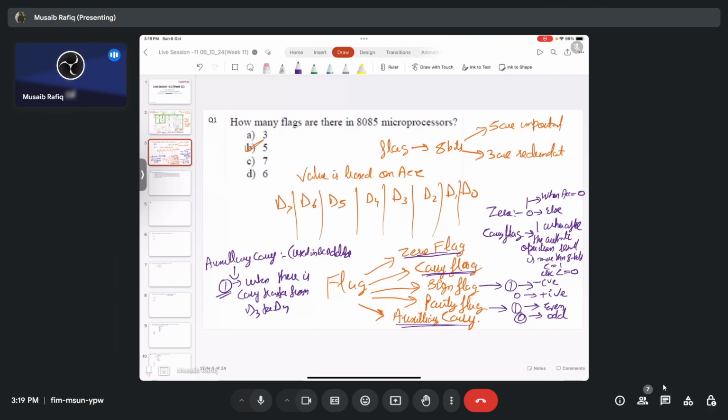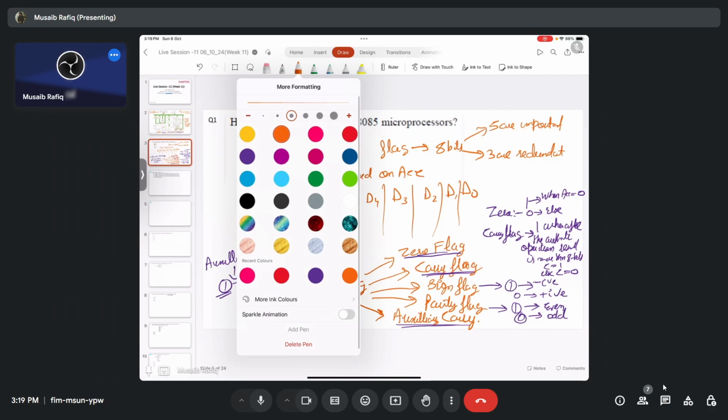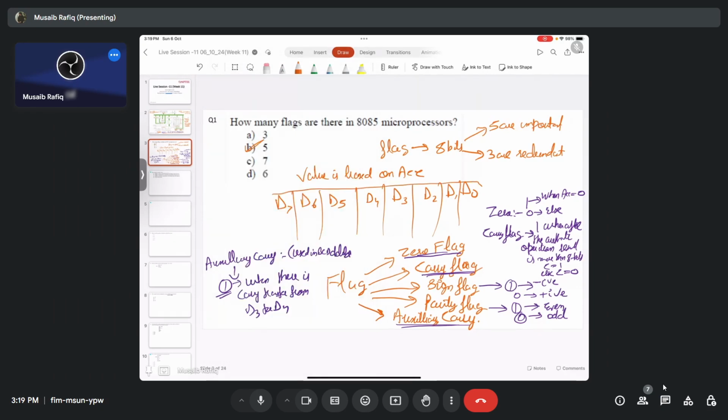Now at the start I made this 8-bit representation. So here at each position we will fill in the flags. At bit position D7 we have the sign flag, at D6 we have the zero flag, at D4 we have the auxiliary carry, let me call it AC, at D2 we have the parity flag, and at D0 we have the carry flag. All others are don't care.